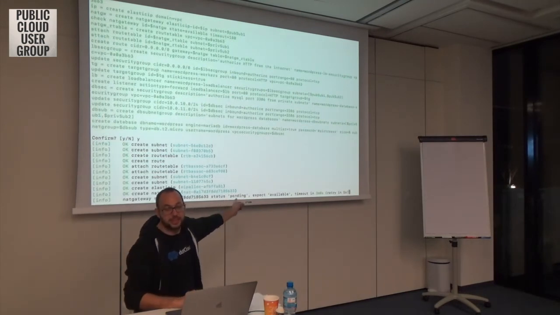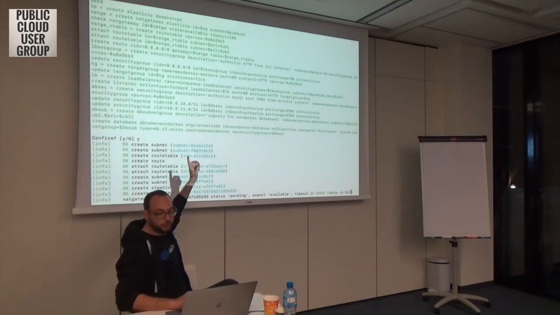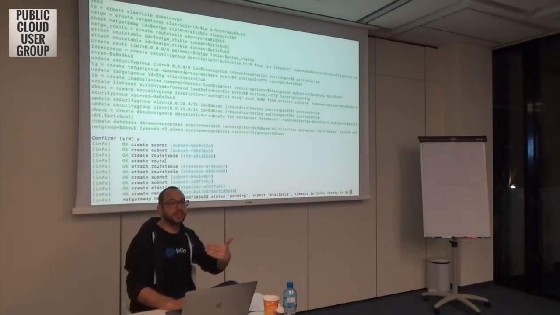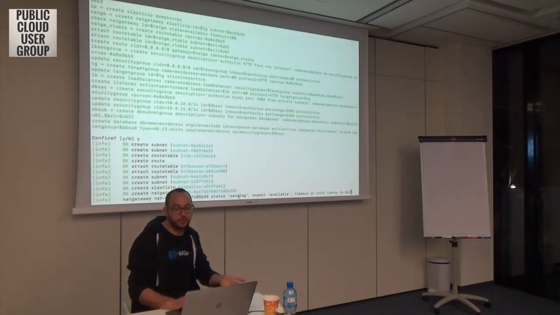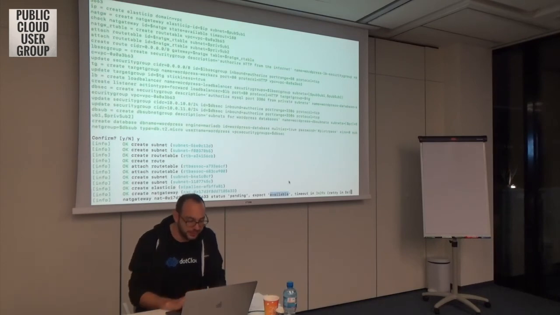So for instance, let's see what happened. Here we create the subnet, the root tables, the root. This is very fast, but the NAT gateway is pretty long. So what AWLESS does is display a timer and retry, this is a parameter, every 5 seconds to see if the status moved from pending to available, and we are waiting until the NAT gateway is available to move on. So that's also pretty easy.